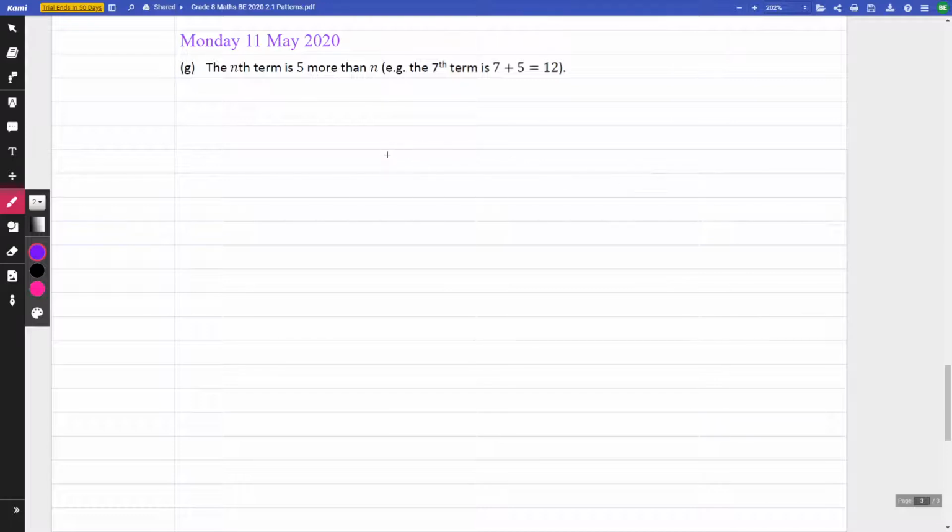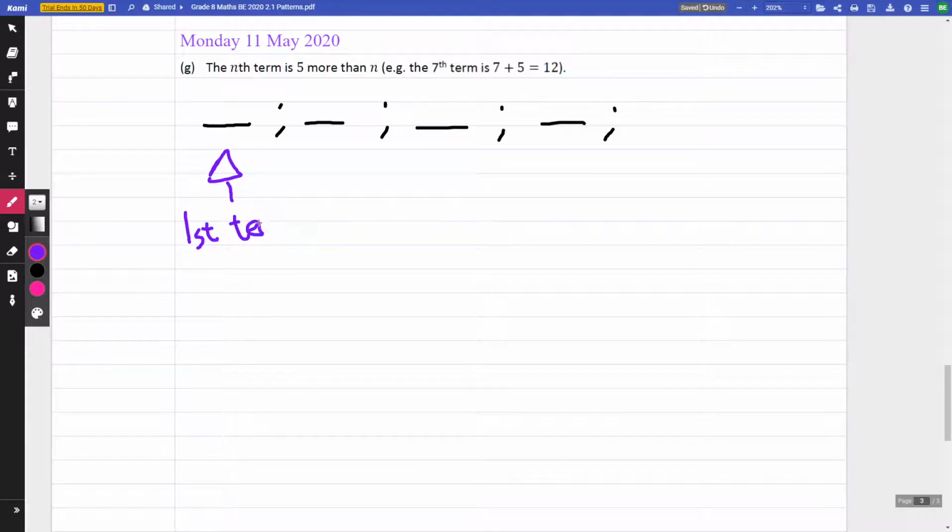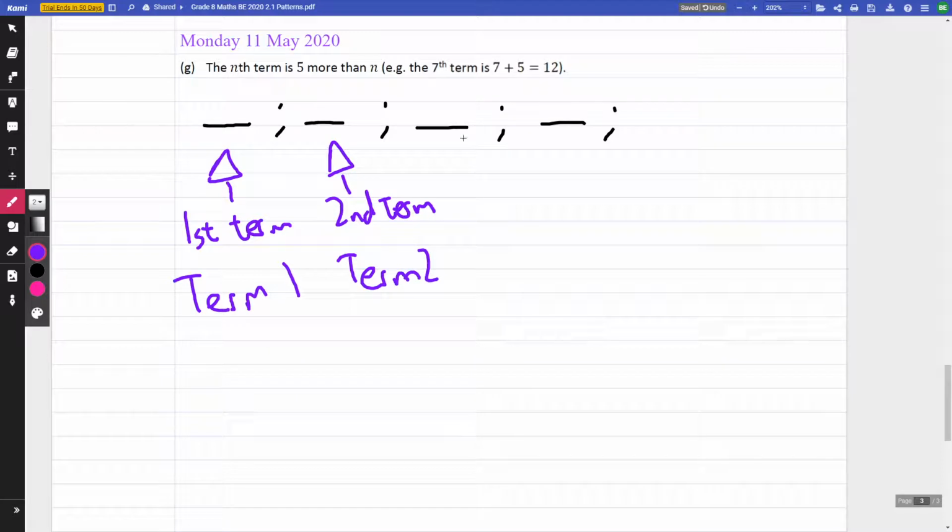So here we are. The nth term is 5 more than n. And I think just some clarification: what's this nth term? What are terms? If we have a sequence, and it carries on, and these are numbers of some kind, these here are terms. So this here is the first term, or we could call it term 1. Doesn't mean it's the number 1 that's sitting in here, but it's the first term. This one here is the second term, or term 2. And so it goes. This one's the third term, this one's the fourth term.